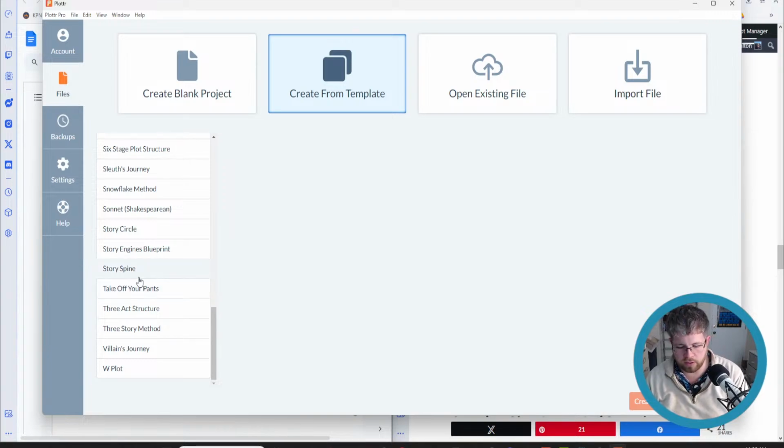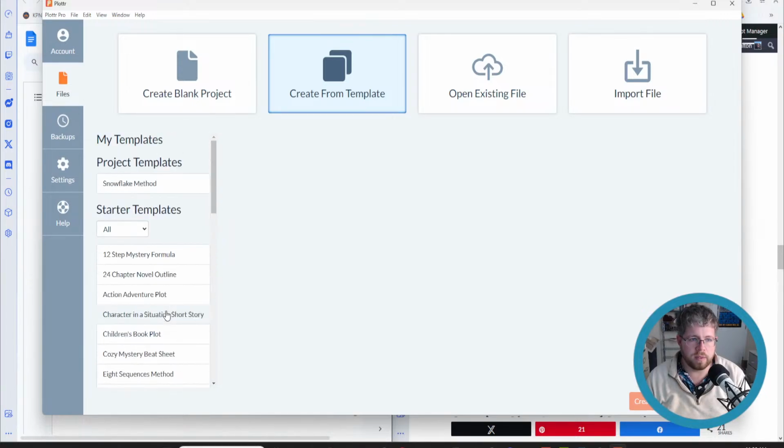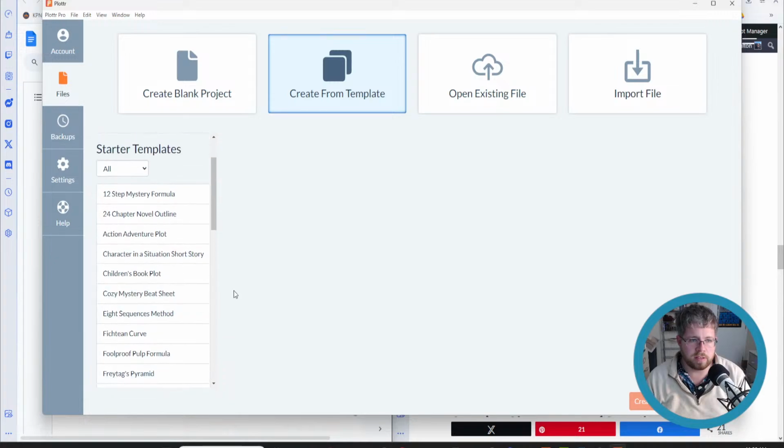There's Take Off Your Pants, which is a great book. The title refers to becoming used to the idea of outlining. I don't think you necessarily need to be an outliner, but I do think that you need to understand structure so that you can constantly be working towards the next step in the structure. You don't have to plan out ahead of time how that's going to look, but that's what I would do. And then Villain's Journey, I'm not sure about that. I don't know what W plot is. So I'll definitely go through some of these.